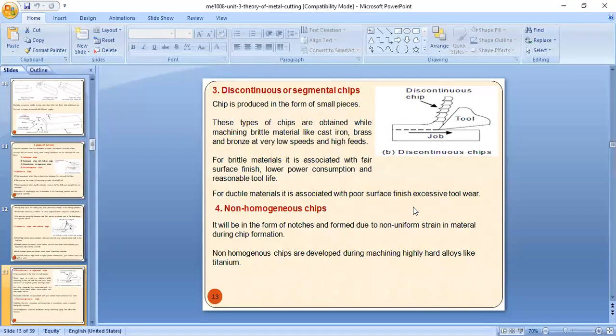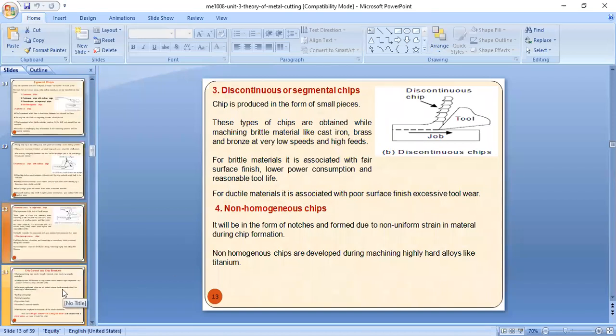This is the fourth kind, where non-uniform strain in the material will be there, because in theoretical models, as I told you yesterday, we try to have an idealized model in which we want a uniform strain in the material during chip formation. That we'll discuss in the Merchant's model. But here, non-homogeneous chips in the form of notches are developed when we are machining highly hard alloys like titanium. So when we machine titanium, non-homogeneous chips are formed.